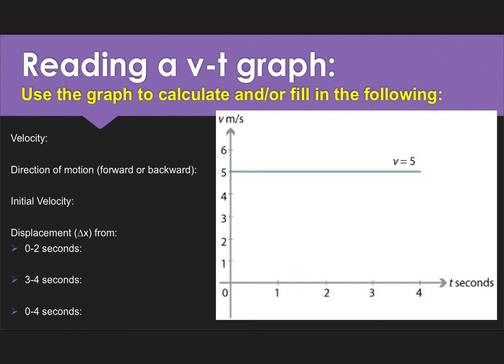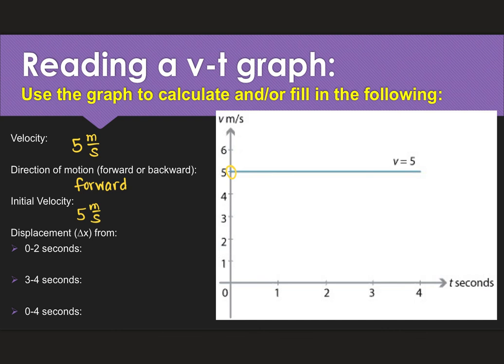Number 1, velocity. You just read it right off the graph. The velocity line, it's 5 meters per second. That's the velocity. Direction of motion, the velocity here is positive. It's a positive 5. So direction of motion here is forward. Initial velocity in this case, that would be right here at the y-intercept. It's 5 meters per second. The velocity is constant, so it never changes here. And finally, that displacement from 0 to 2 seconds.